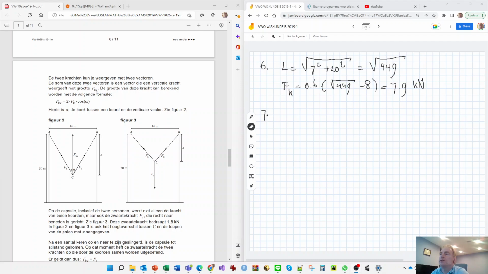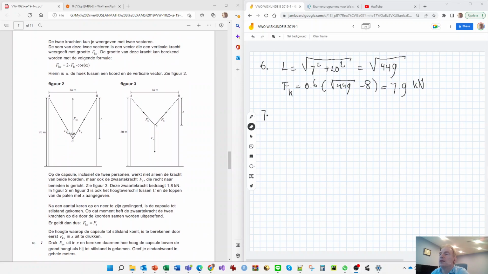Okay, the two forces on the capsule can be represented with 2 vectors, Fk here, and you can calculate with this equation. The vertical component of the vector is 2 times Fk times the cosine of alpha. That makes sense. It's 2 because you have two forces.